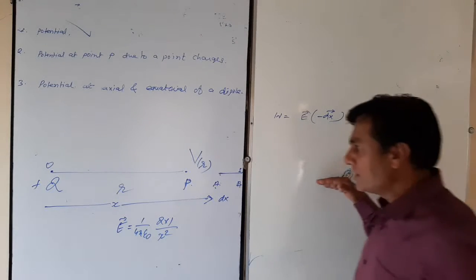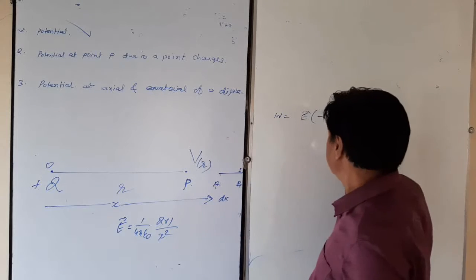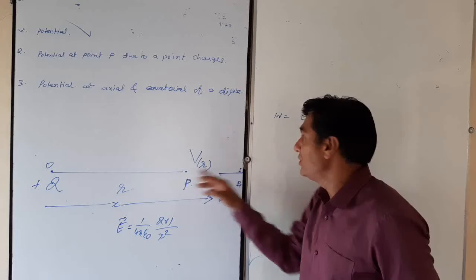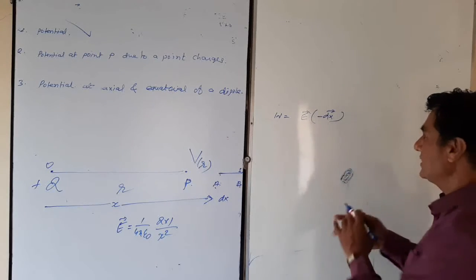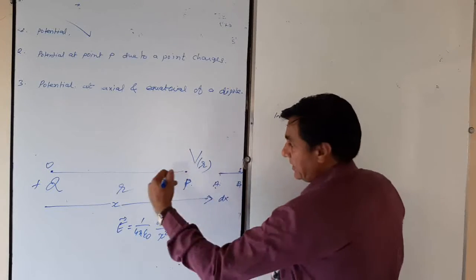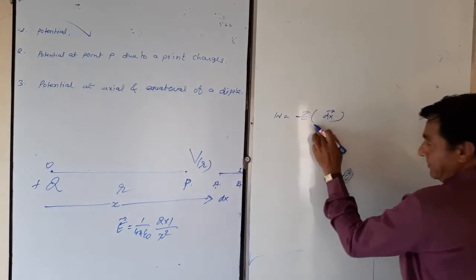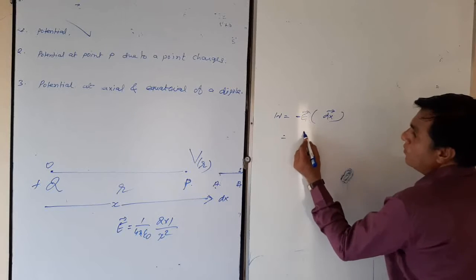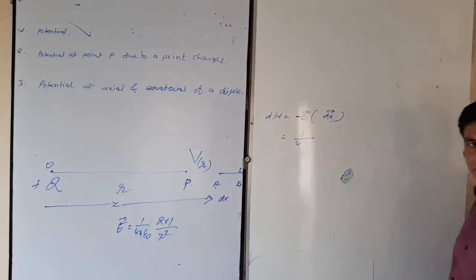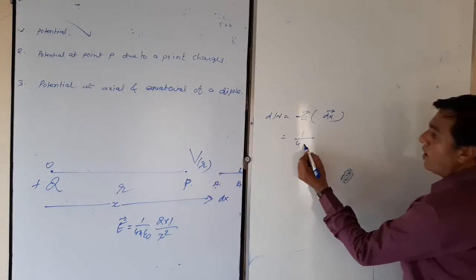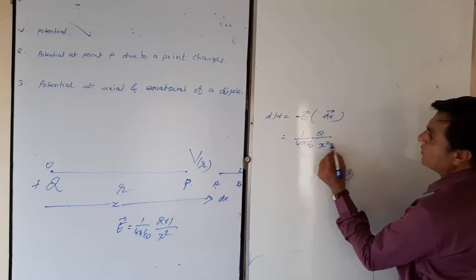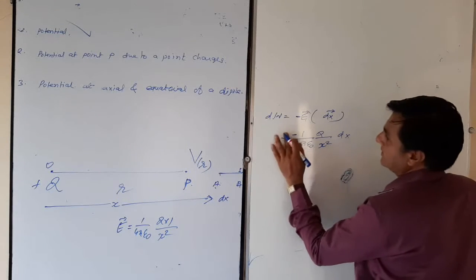Our external force is opposite to E, displacement, but we are not taking the force. External force is just opposite to E, minus E dx. No problem, it is external force. It is vector E, it is minus 1 upon 4 pi epsilon 0 q upon x square dx, minus, it is dW.